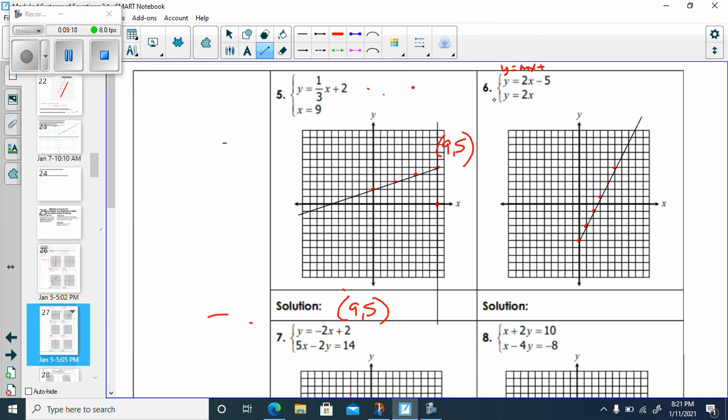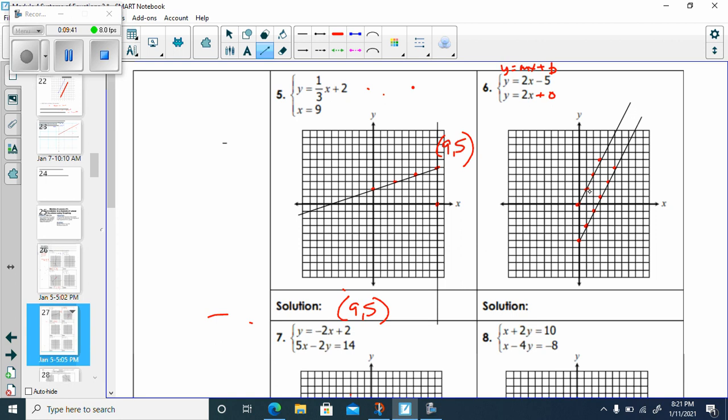All right, now let's look at this other one. Y is equal to 2x, and there's nothing there for the b. That means it's 0, isn't it? So you start at 0, and your slope's 2. Up 2 over 1. Up 2 over 1. Up 2 over 1. Okay, so let's put our line through here.